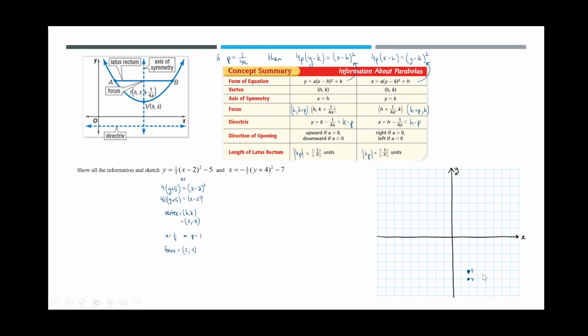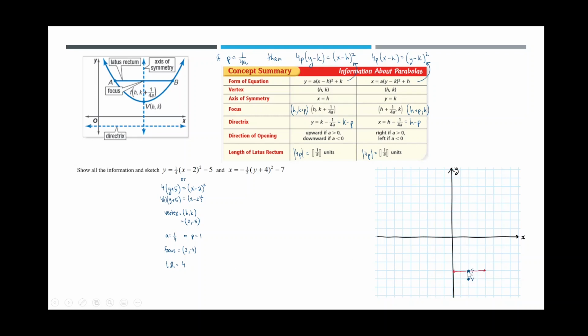So once you've plotted the focal point, then you want to use the latus rectum length to figure out 2 other points on the parabola. So why is latus rectum 4? Well, we know that latus rectum length is going to be 4 times p, and if p was a negative value, we just put absolute value on it. So we just want to have size 4 altogether.